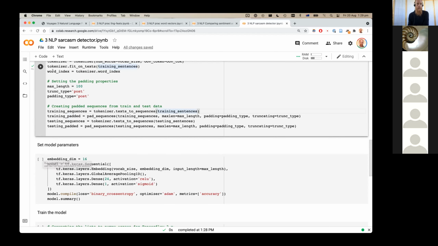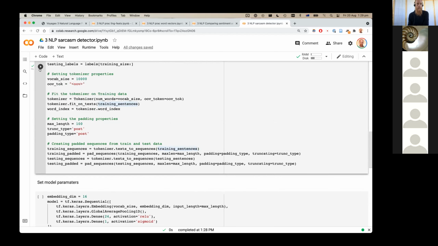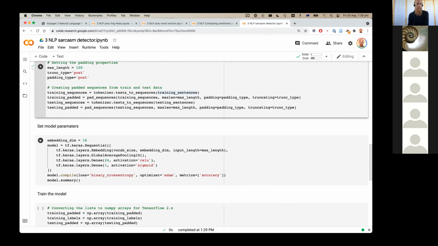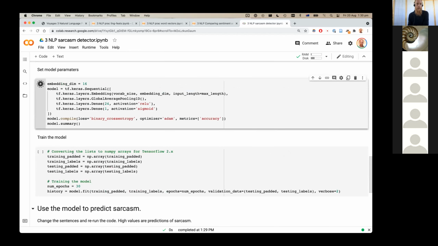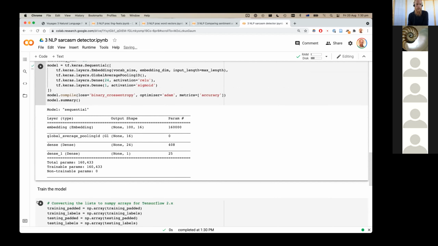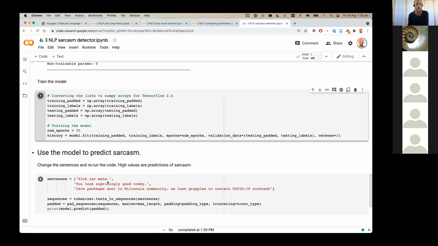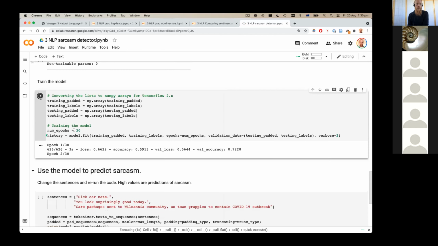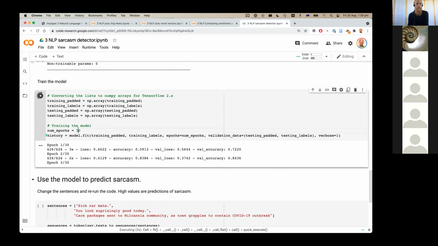And then we're ready to, did I run that? Okay, then we set some parameters for the architecture. And then we're ready to train it. So we make our NumPy array. We can set the number of epochs. So if you want to get through this in a hurry, you might lower that.